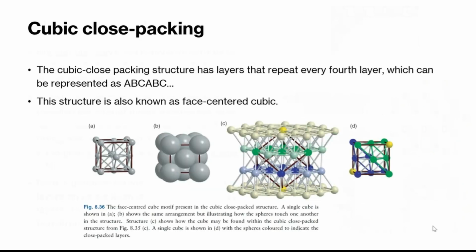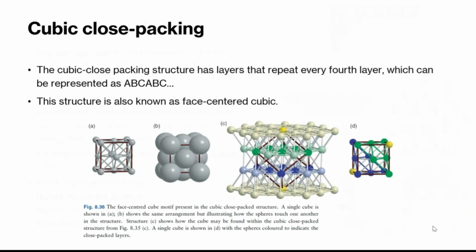So next we're going to go over cubic close packing. This cubic close packing structure has layers that repeat every fourth layer. So we can represent it as ABC, ABC, ABC, and so on. And the structure is also known as face-centered cubic.